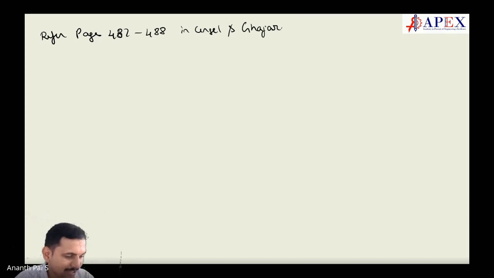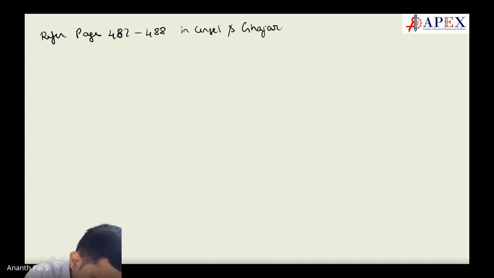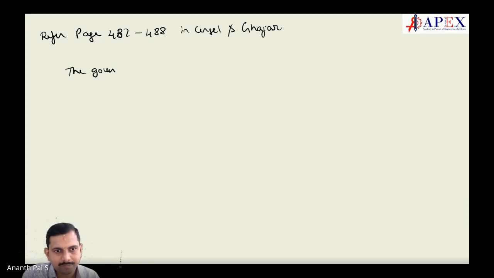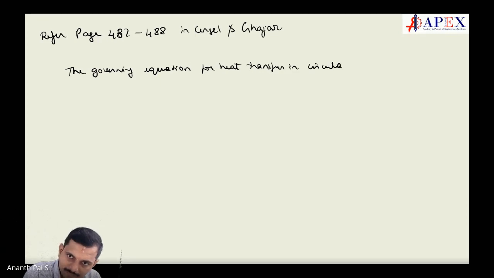Chalo. Now, this you have to refer for what? For Nusselt number. Okay. Generally, in terms of heat transfer, we say the governing equation for heat transfer in a circular duct is given by this. The derivation is there, you can see it later.